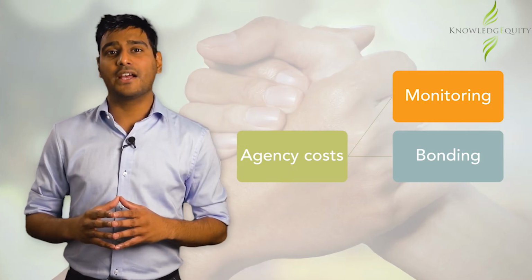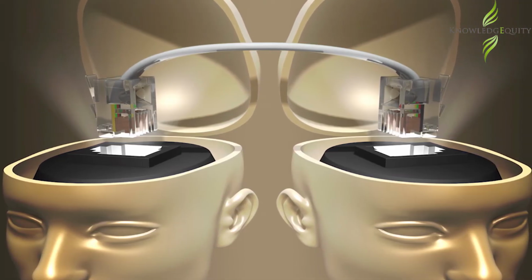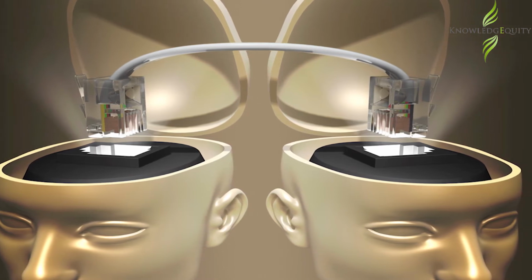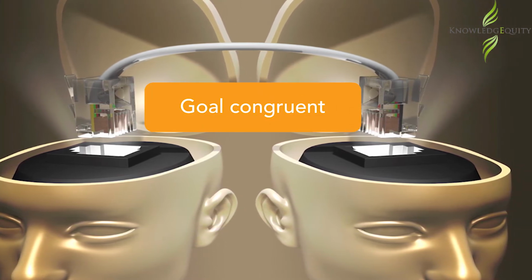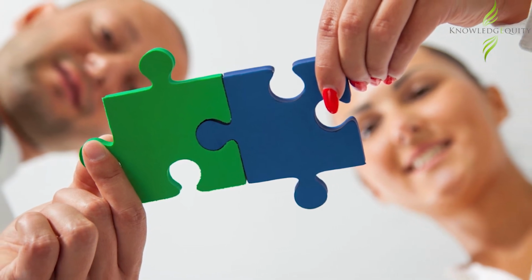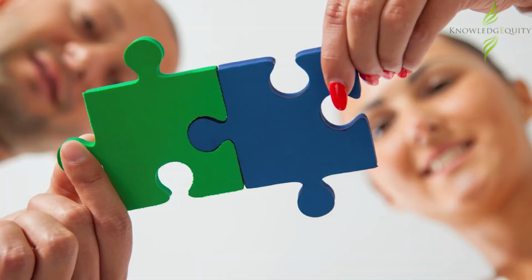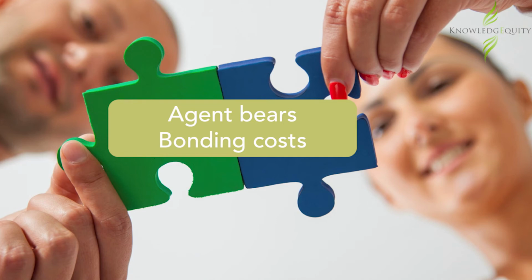Bonding costs arise when the agents attempt to prove that their interests and goals are aligned to that of the principals. That is, the agent tries to show that they are goal congruent. The word bonding refers to the process of joining or forming an attachment. Thus, in terms of agency theory, bonding costs refers to those costs incurred by the agent when trying to form a relationship with the principal and build trust. So bonding costs are borne by the agents.